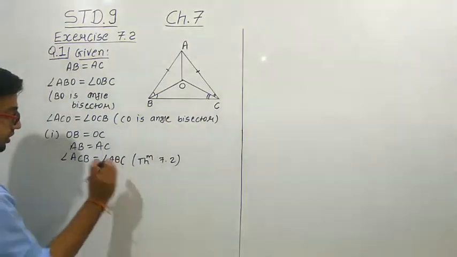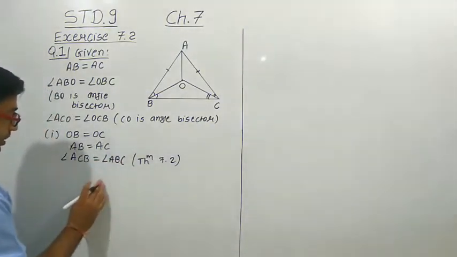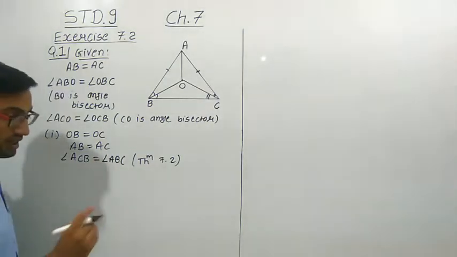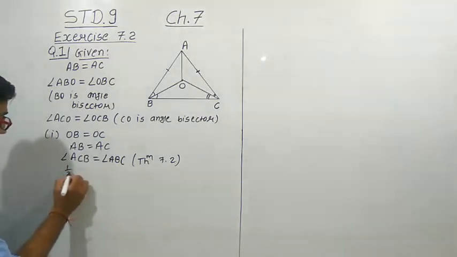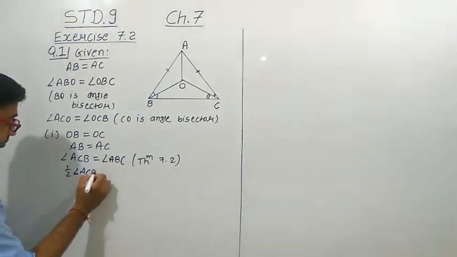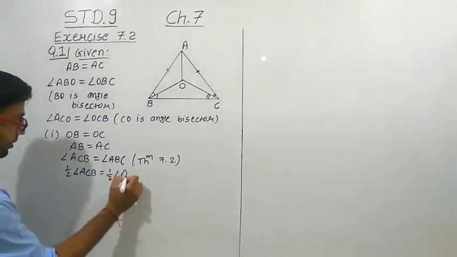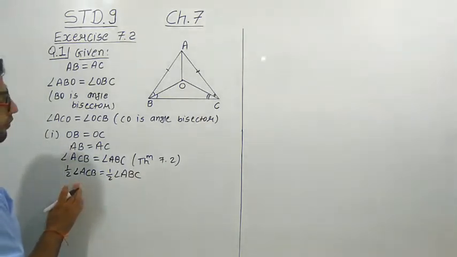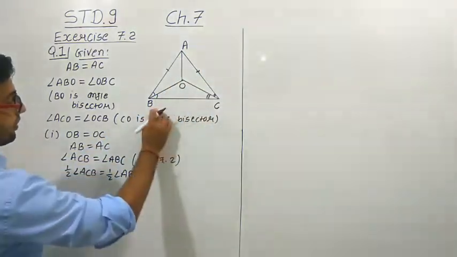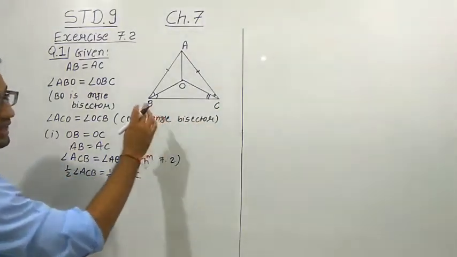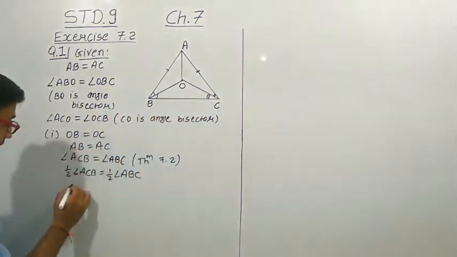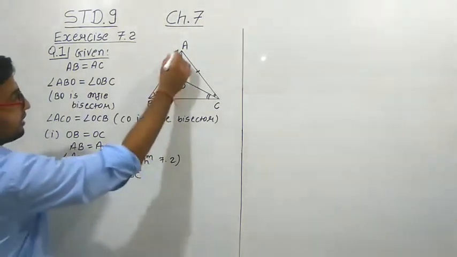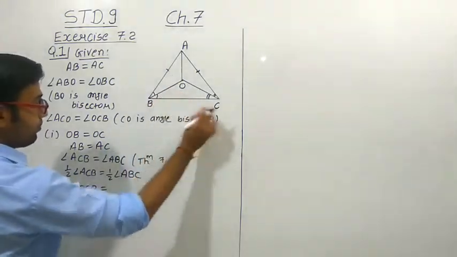Right? Now, if we take half of these two angles, that means if equal things are equal, then their halves are also equal. So we can take 1/2 of angle ACB is equal to 1/2 of angle ABC. Right? Now what can we consider as 1/2 of angle ACB? We can consider 1/2 of angle ACB as angle OCB, and as 1/2 of ABC, we can consider angle OBC.